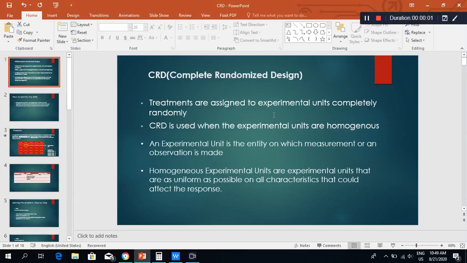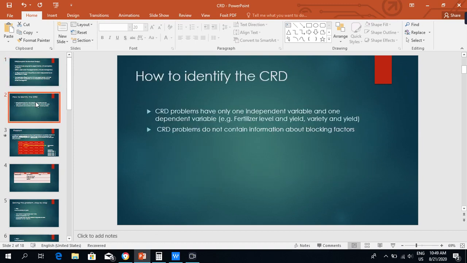CRD, complete randomized design. In here, treatments are assigned to experimental units completely randomly, and CRD is used when the experimental units are homogeneous. Homogeneous experimental units are experimental units that are as uniform as possible on all characteristics that could affect the response. In the next slide, I'm going to talk about how to identify CRD.